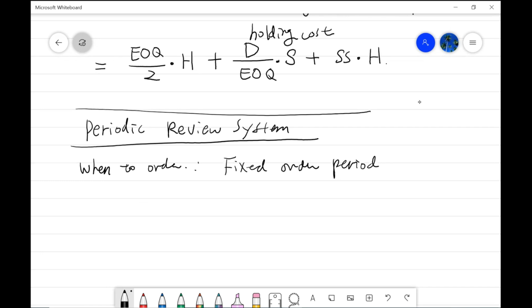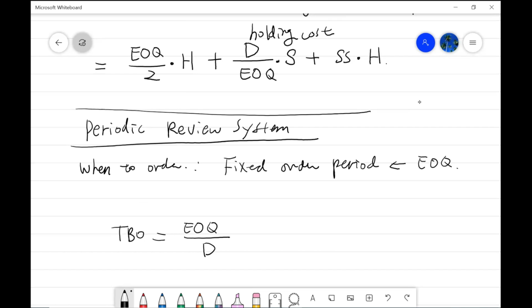So how can I decide the order period? Normally I use the EOQ. How can I use the EOQ? We already learned this when I talked about the EOQ. What is that? Time between orders. Time between orders under the EOQ is just EOQ divided by annual demand. That's all. That simple calculation gives me when to order under the periodic review system.